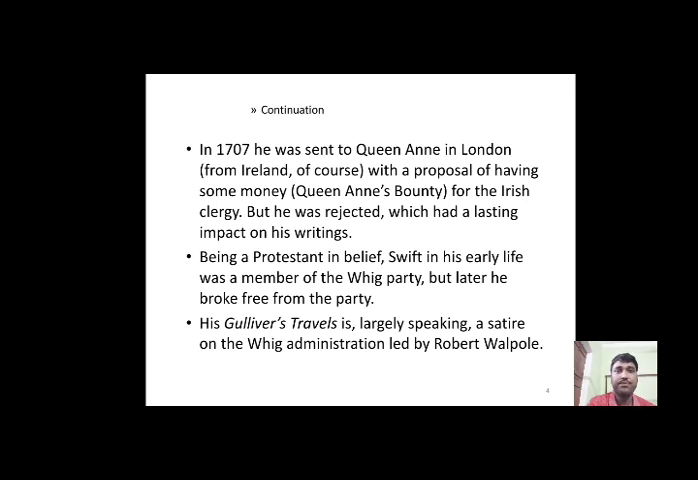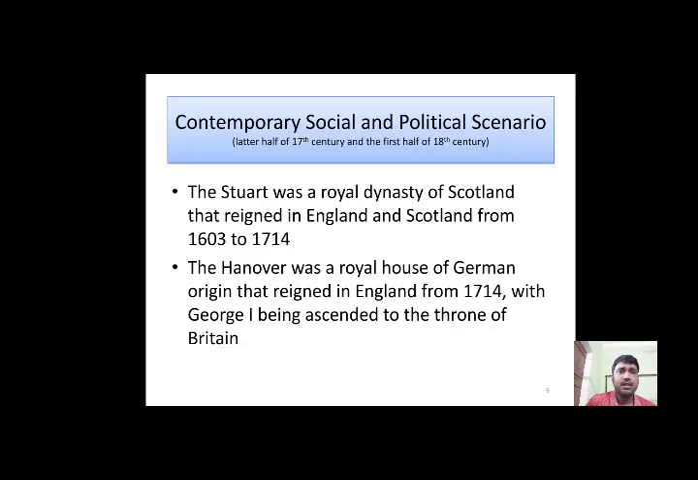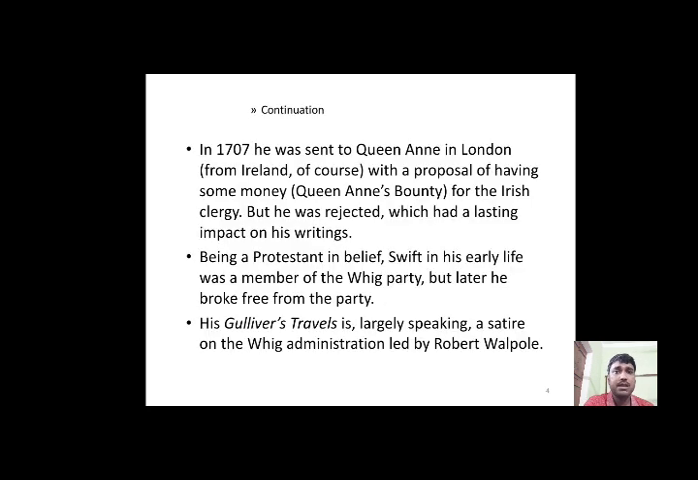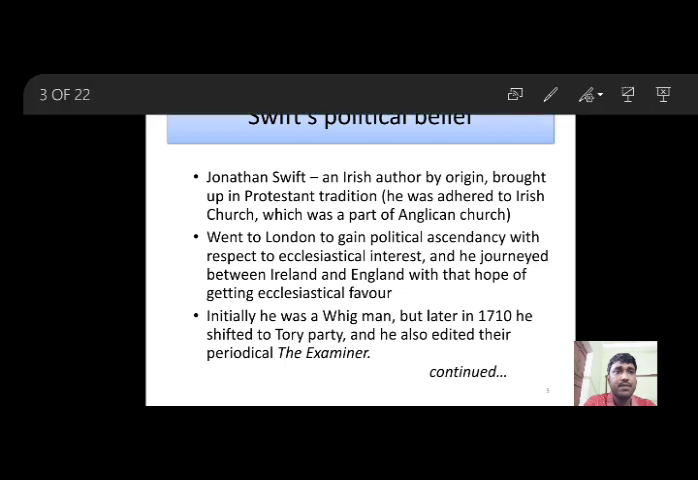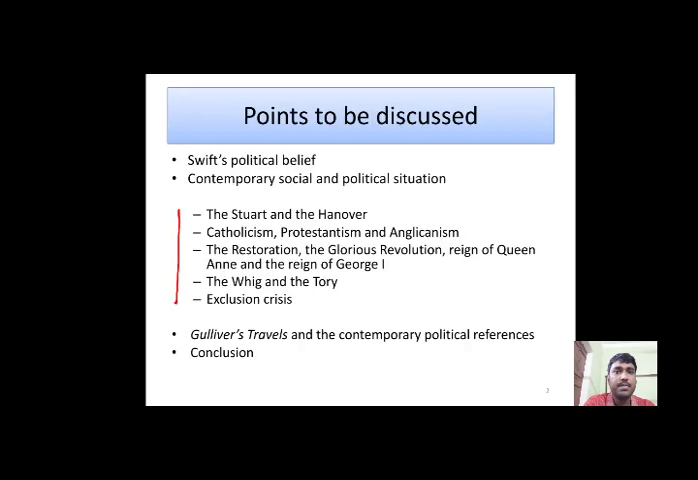on the Protestant tradition. Now, with this, let us move on to our next point, that is the contemporary socio-political or social and political scenario. Contemporary social and political scenario means the latter half of the 17th century and the first half of the 18th century. Now here you need to understand a lot of things. Let me get back to one of the earlier slides here. These things you need to understand: the Stuart and the Hanover, the Catholicism, Protestantism, and Anglicanism, and the following points.